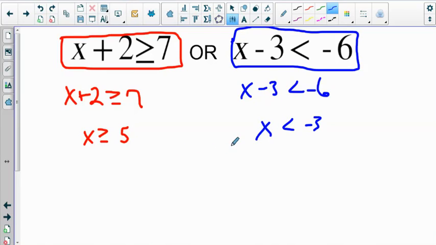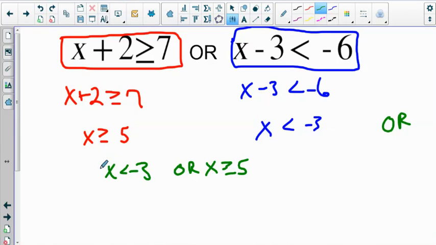Can you be smaller than negative 3 and bigger than 5? No. So this remains an or. So how I'm going to write it? I'm going to write it like this. I'm going to write x is, which one is the smaller number? It's negative 3. So we'll say x is less than negative 3, or x is greater than or equal to 5. However, just because I might see it like that, I might also see it a different way.